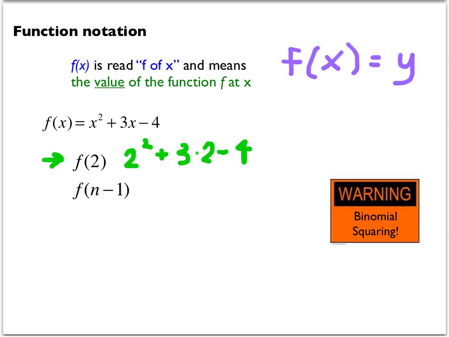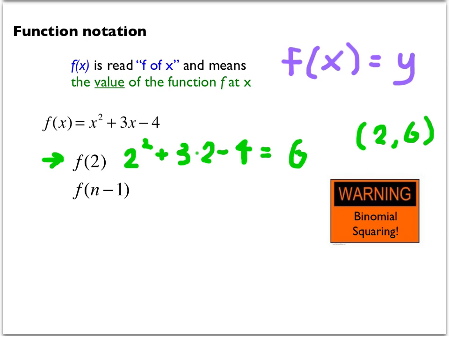And then evaluate it. So we have 2 squared is 4. Do your squaring first, of course. 3 times 2 is 6. So 4 plus 6 is 10. 10 minus 4 is 6. So we say that f of 2 is 6. That way, if we had an ordered pair and we were going to plot it, it would actually be the point (2, 6). All right?